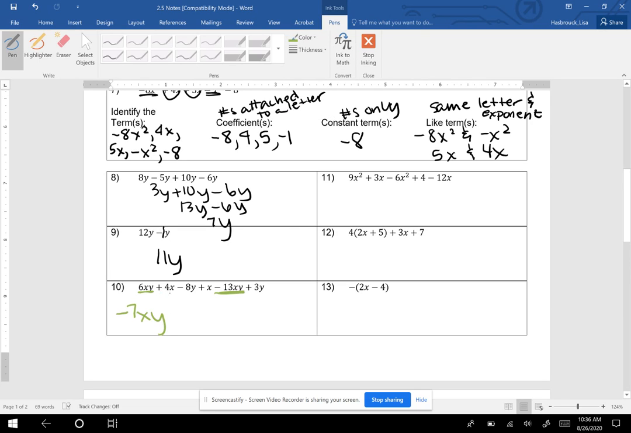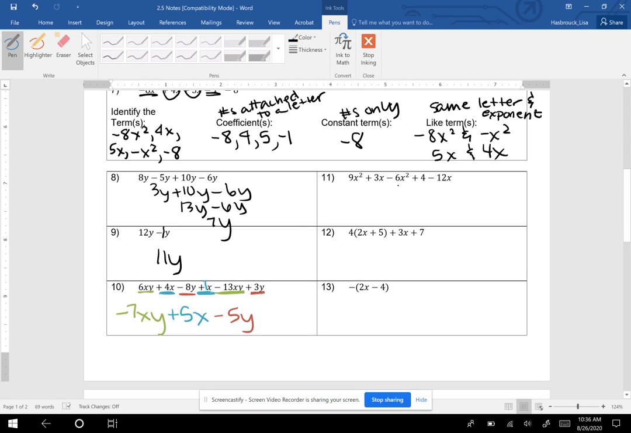Now I'm going to do the x's. I have a plus 4x and a plus 1x. Whenever there's no number in front, it's like a 1. So 4x plus 1x is 5x. And then last, I'm going to do those y's. Negative 8y plus 3y. Negative 8 plus 3 is negative 5. And that's it.